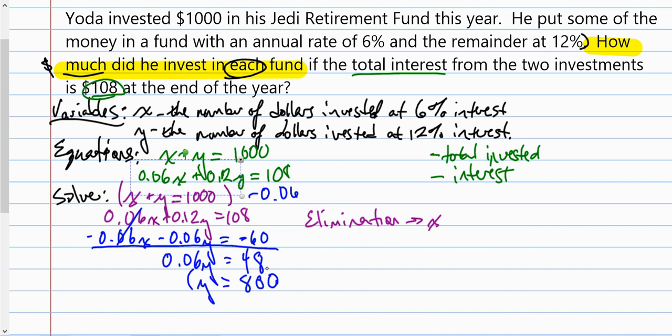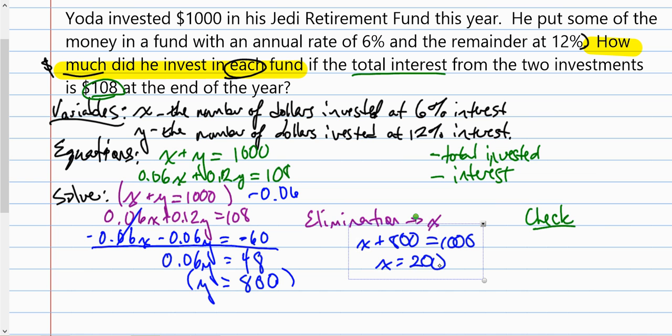So now that I have y equals 800, I need to figure out what my x is. So x plus 800 should equal 1,000, which means x should equal 200. Now to check this, I'm going to plug the 200 and the 800 into the other equation. 0.06 times 200 plus 0.12 times 800 should equal 108.